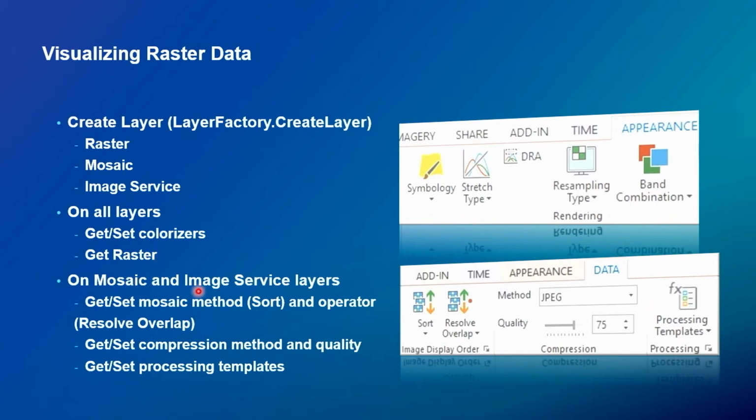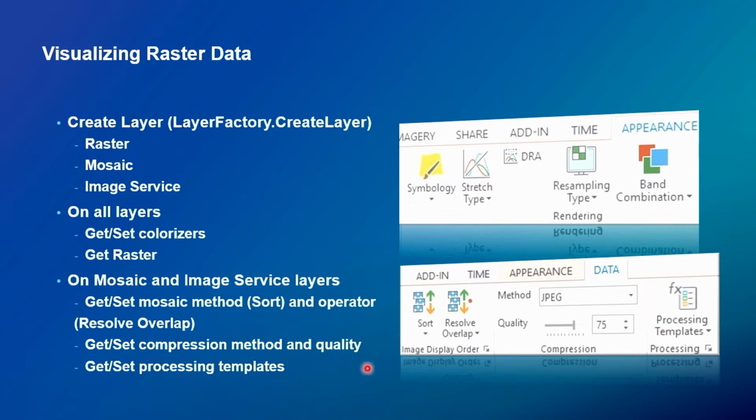For mosaic and image service layers, they can potentially point to a collection of images, and these images are mosaicked on the fly. So we give you additional capabilities to control how these images are mosaicked together, how they're sorted before mosaicking, and how the overlap is resolved. These are called mosaic method and mosaic operator in the SDK. When you're viewing image services, you may potentially be transferring large amounts of data.